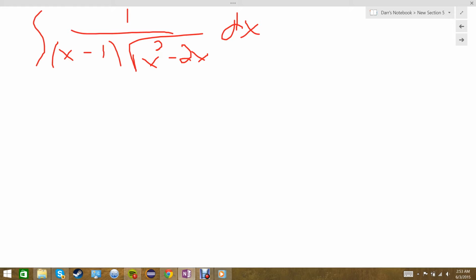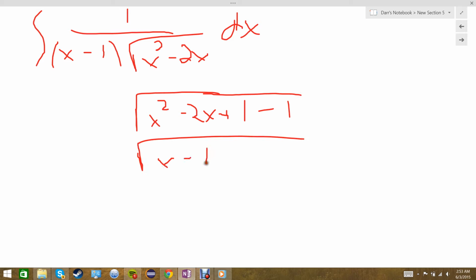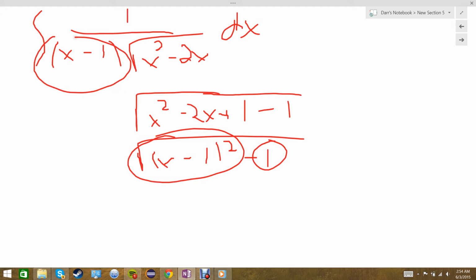Okay, so this one looks mostly like an arc secant, but the thing under the radical does not look right. So what we have to do is complete the square under the radical, and if you do that, you're going to get radical x squared minus 2x plus 1 minus 1, and that would make it radical x minus 1 squared minus 1. So now we have something that works. This part right here is going to be u squared. This part is a. This part is u. So now we have everything set up for us.